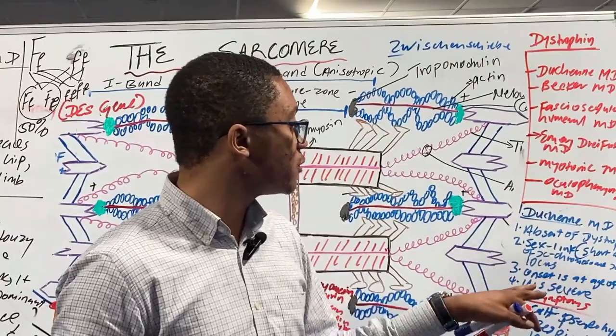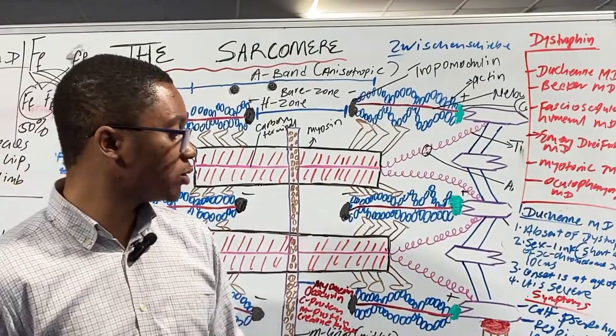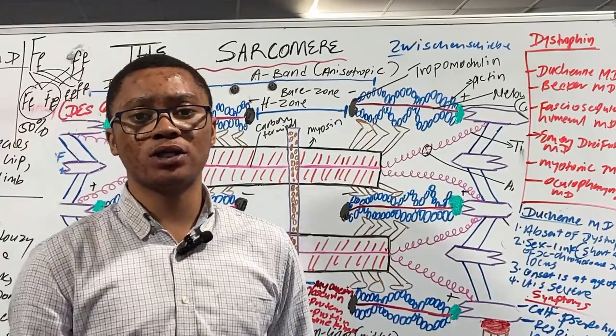The symptoms you can see in this patient are calf pseudohypertrophy, because these muscles are replaced by fibrotic and fatty tissues. We can also have respiratory insufficiencies. We also have pulmonary diseases due to decreased mucociliary clearance. We also have cardiomyopathy.